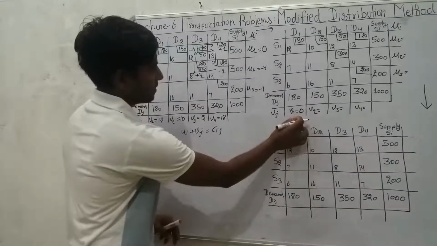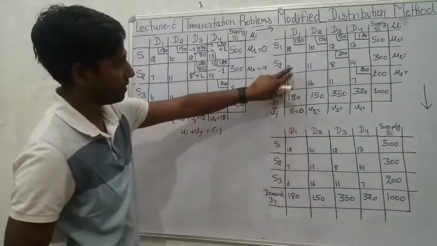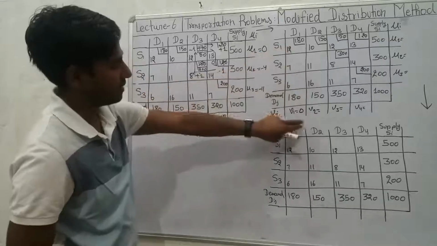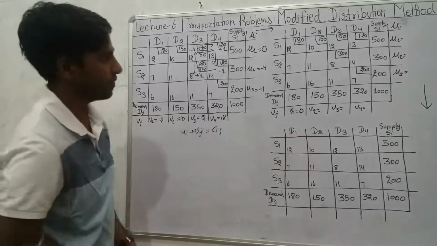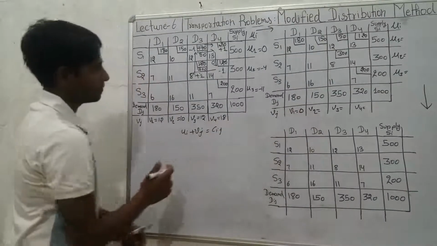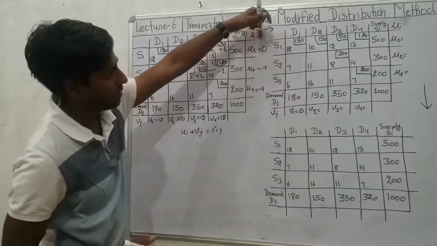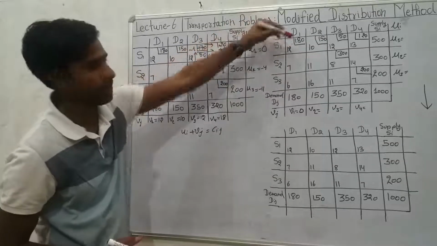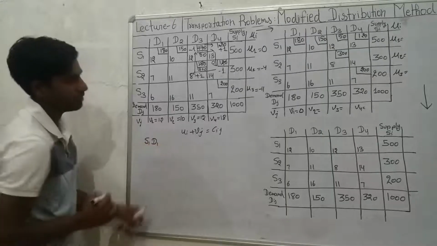So consider the column or row in which we have assigned a value. In this table I have assigned the value in the first column, that is v1 is equal to 0. So now consider this column. In this column, select the occupied cell. The occupied cell is here. It is S1D1.